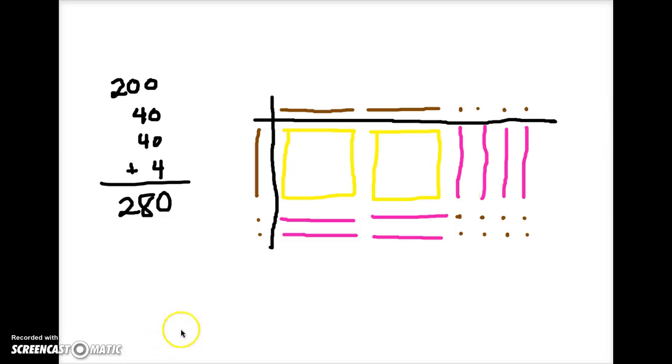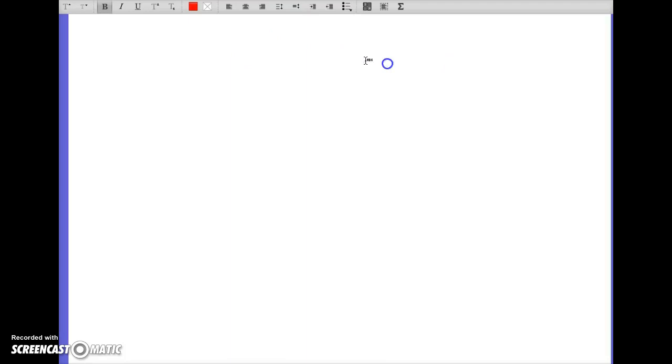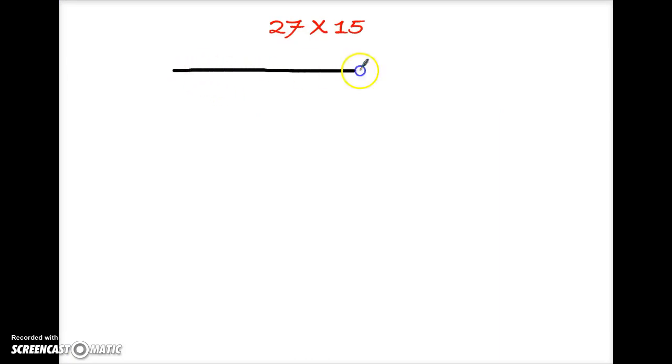Maybe that went too fast for you. Let's do another one. Let's do it from scratch. Let's use the problem 27 times 15. This one's going to be kind of big, but we're going to be drawing it. We're not going to have to use a bunch of blocks. So the first thing I want to do is to draw my framework. I'm going to make it pretty long since my numbers are kind of big.